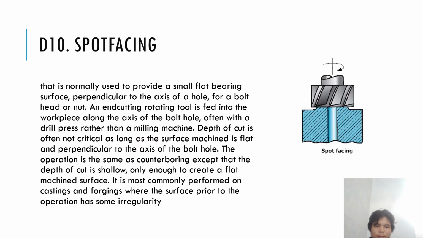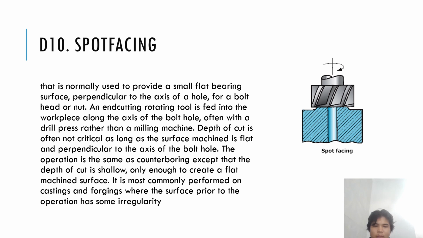Spot facing is normally used to provide a small flat bearing surface perpendicular to the axis of a hole for a bolt head or nut. A cutting rotating tool is fed into the workpiece along the axis of the bolt hole, often with a drill press rather than a milling machine.